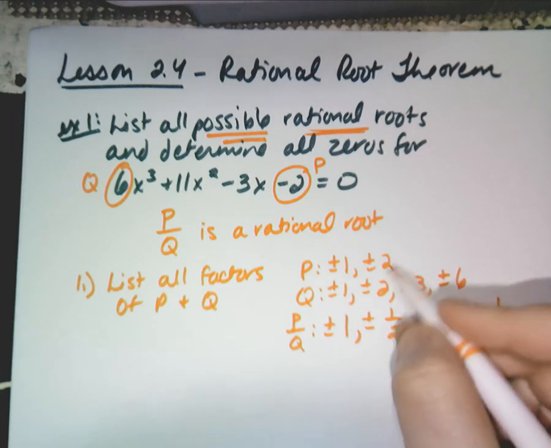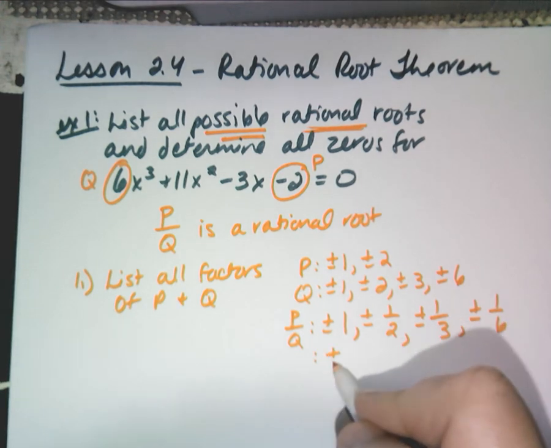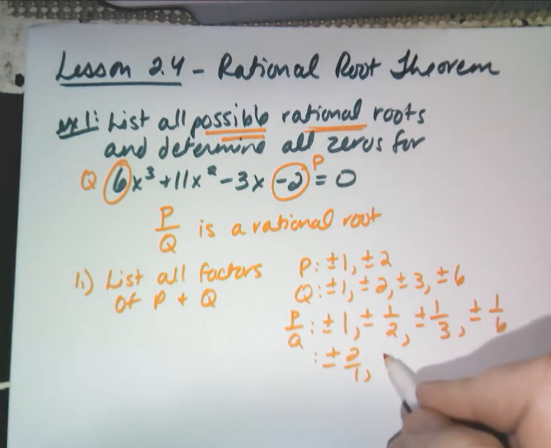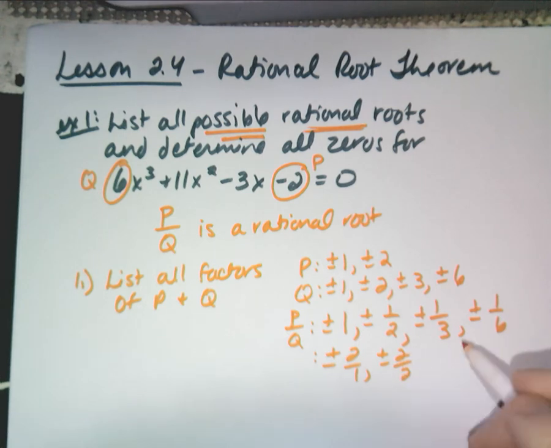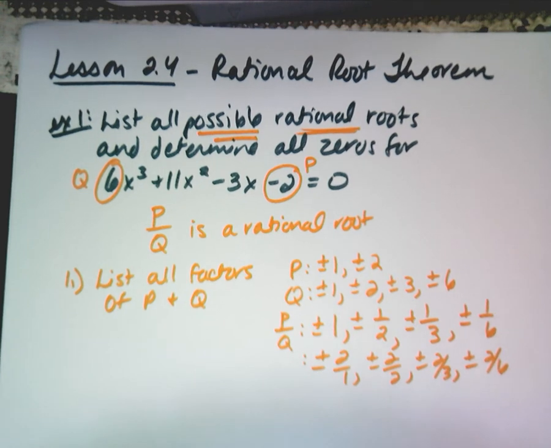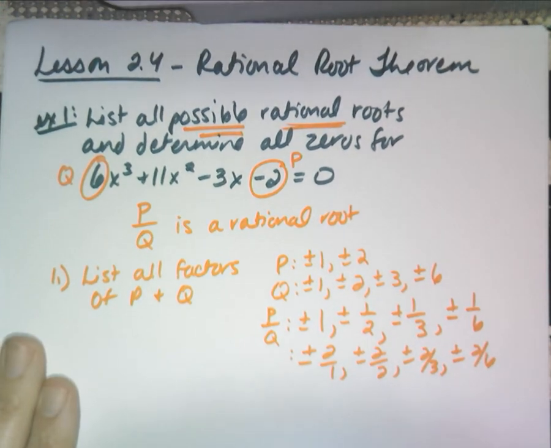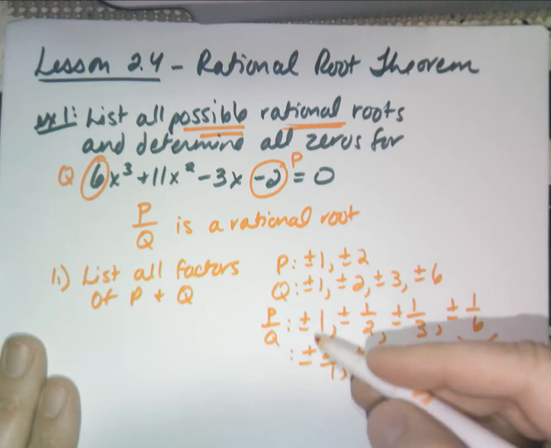And then you do it with the 2 now. Plus or minus 2 over 1. Plus or minus 2 over 2. Plus or minus 2 over 3. And then plus or minus 2 over 6. But wait a second, don't I have some doubles in here? Yes. What are my doubles? 2 over 6 and 1/3. 2 over 6 is the same as 1/3, so cross one of them out. Just cross off the 2 over 6. And then isn't 2 over 2 the same as 1?